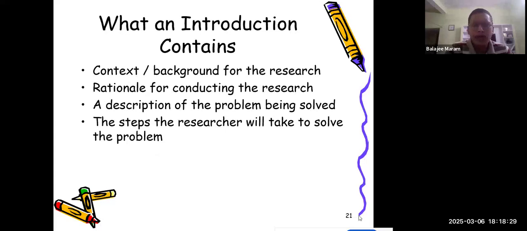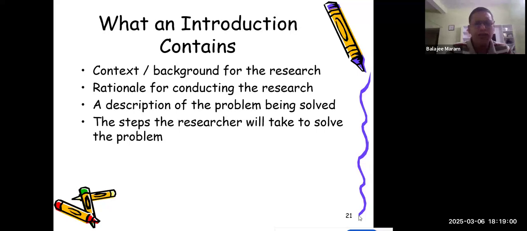Next, what does an introduction contain? First of all, the background for the research, which means what technology is existing. Suppose we are doing research on machine learning, what were the existing methodologies before machine learning? That is the first point. Second, the rationale for conducting the research. Next, a description of the problem being solved.